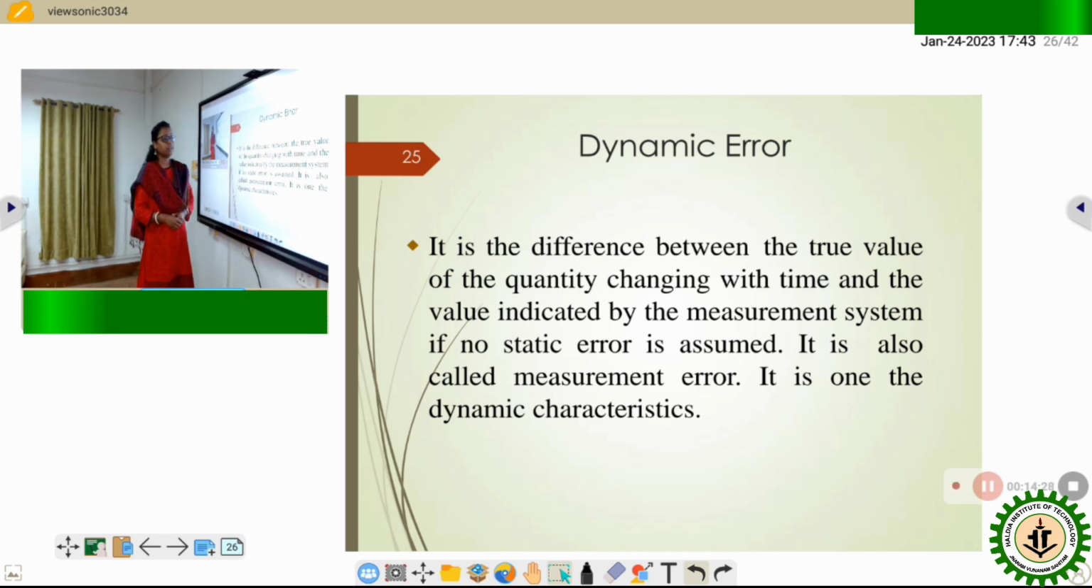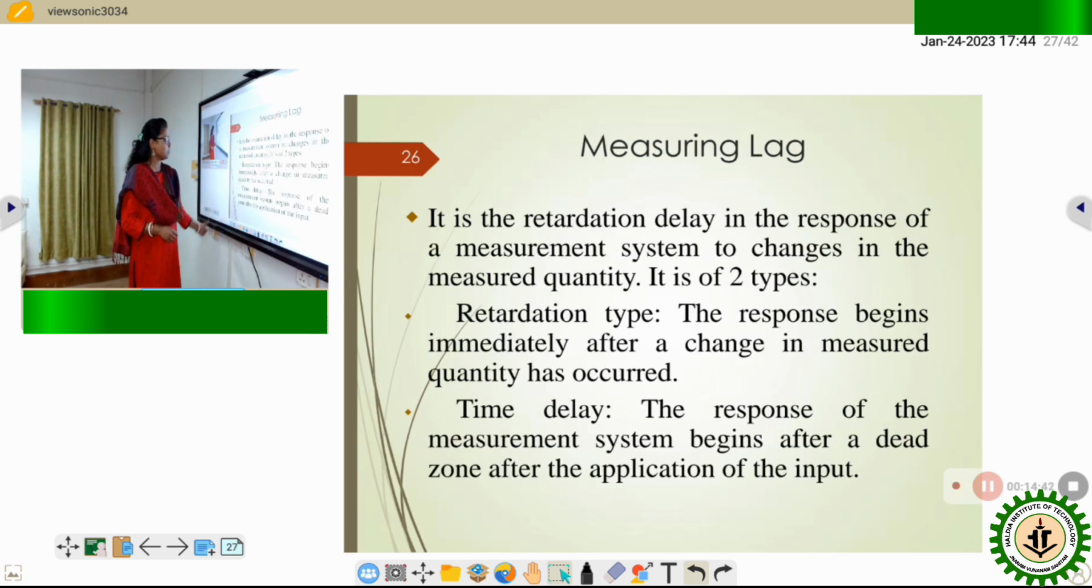Dynamic error is the difference between the true value of the quantity changing with time and the value indicated by the measurement system if no static error is assumed. It is also called measurement error. It is one of the dynamic characteristics.